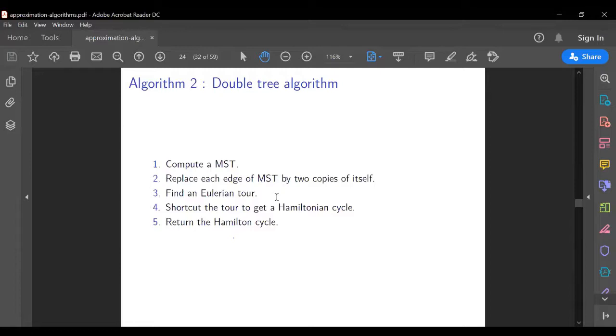What is a Hamiltonian cycle? Each node has to be visited, with no repetition of the node. Here, what is the thing? Each edge has to be visited. Yes, that is the difference.